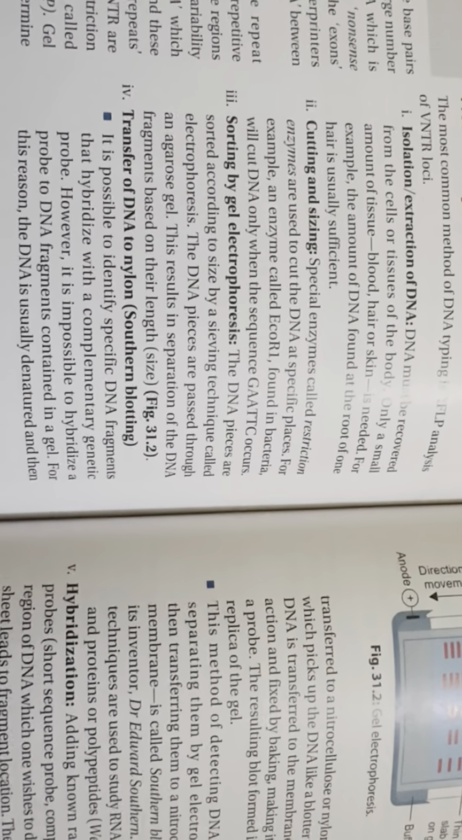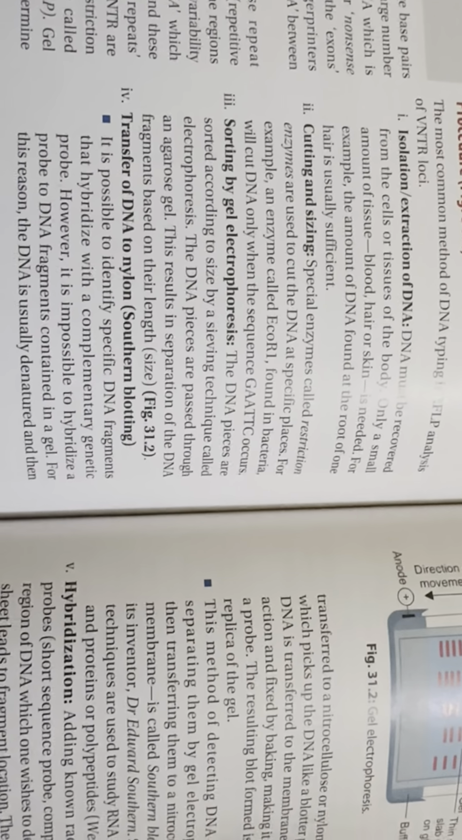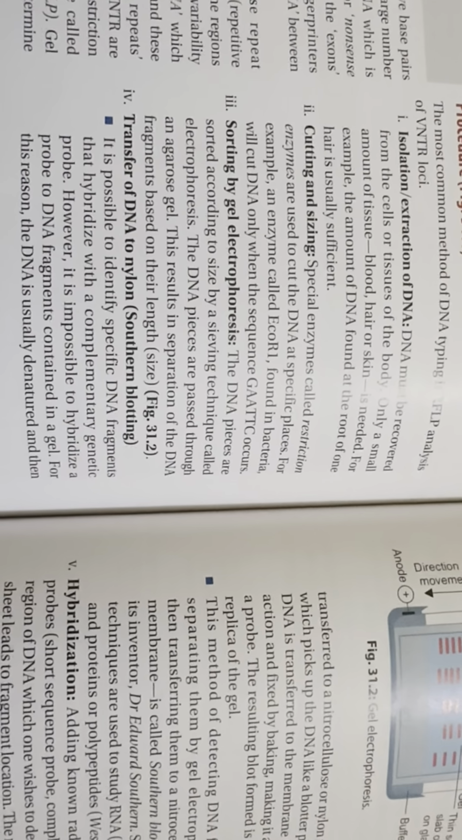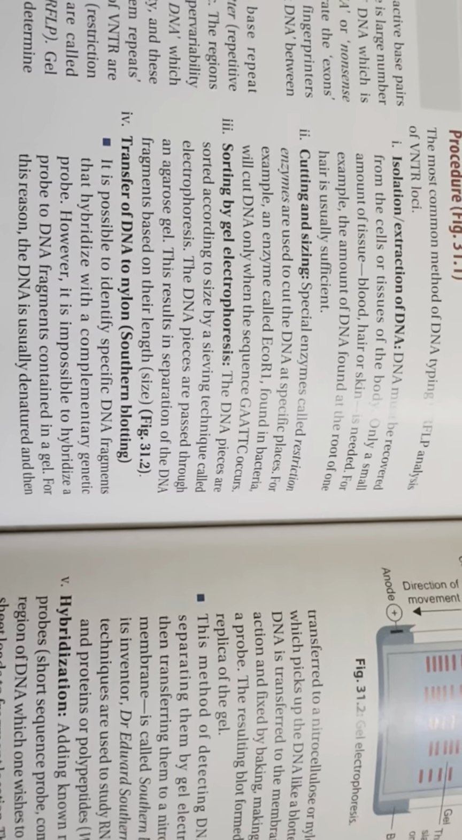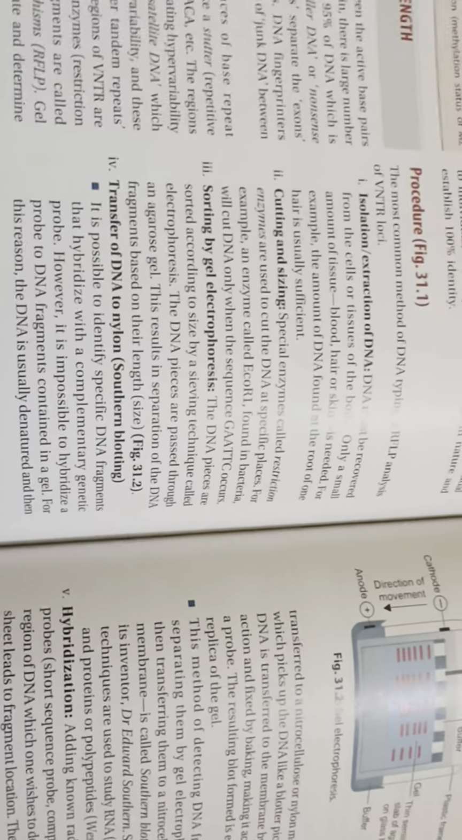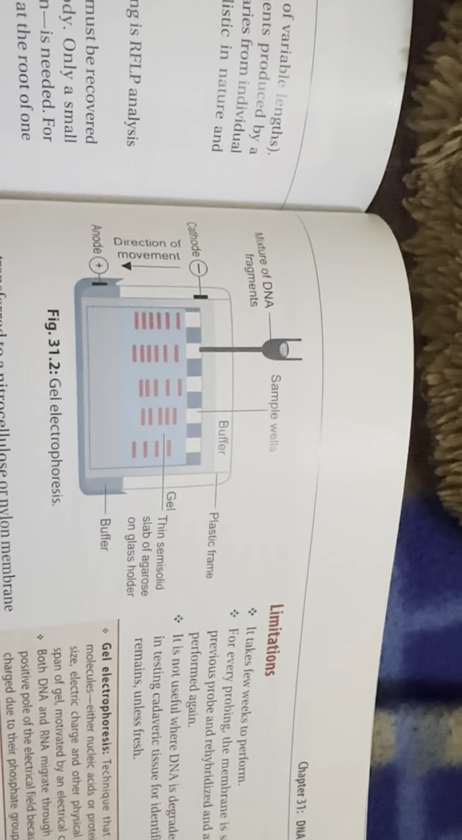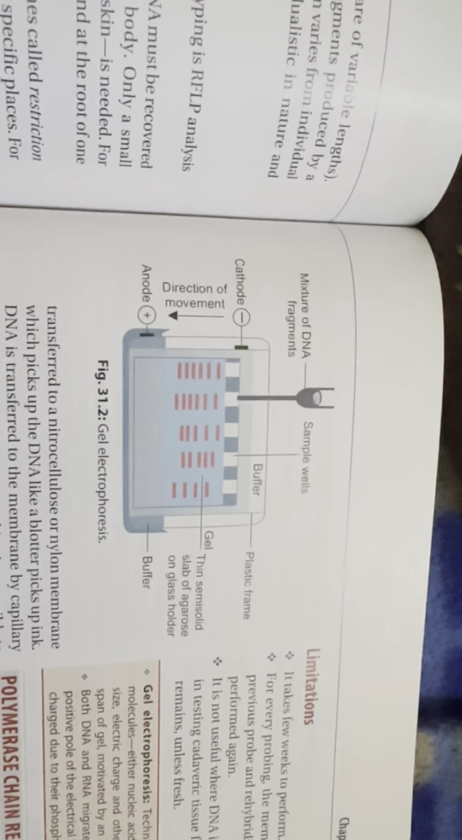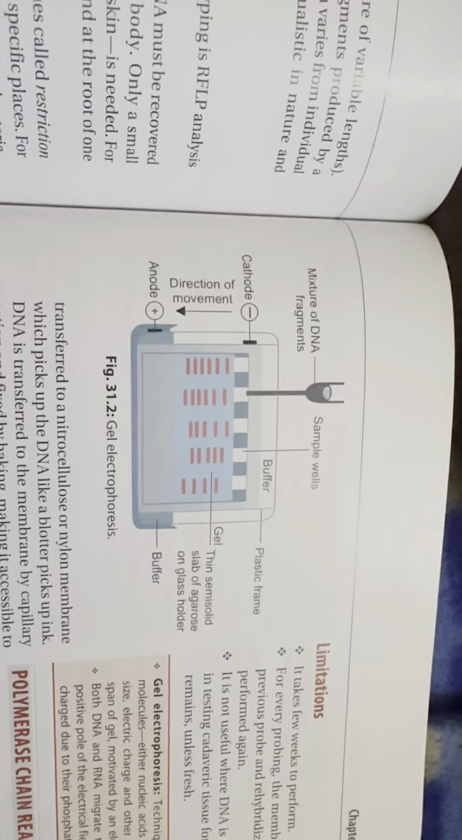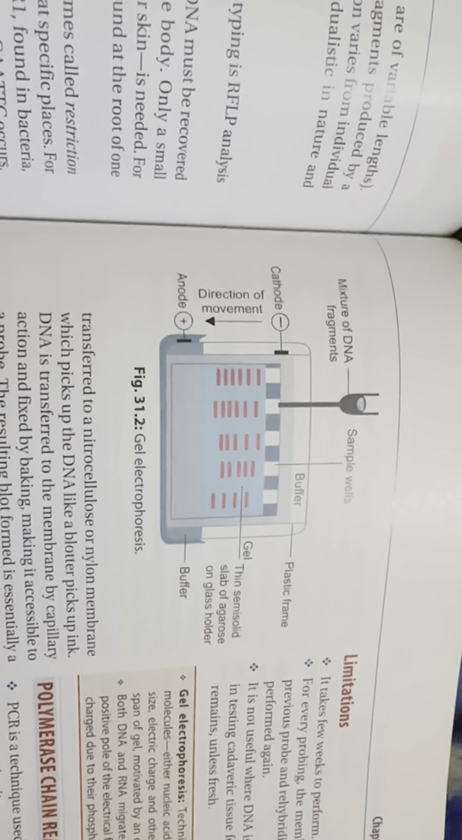Sorting by gel electrophoresis. The DNA pieces are sorted according to size by a sieving technique called electrophoresis. DNA pieces are passed through an agarose gel. This results in separation of DNA fragments based on the length polymorphism. This shows the mixture of DNA fragments, sample wells, buffer, cathode, anode, direction of movement, plastic frame, and gel, a thin semi-solid slab of agarose gel on a glass holder, with buffer.